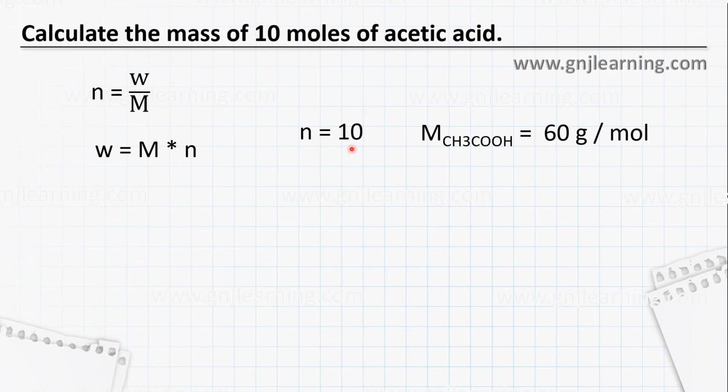You just substitute these values into this equation. So substituting 60 into 10, that is equal to 600 grams. So the mass of 10 moles of acetic acid is 600 grams.